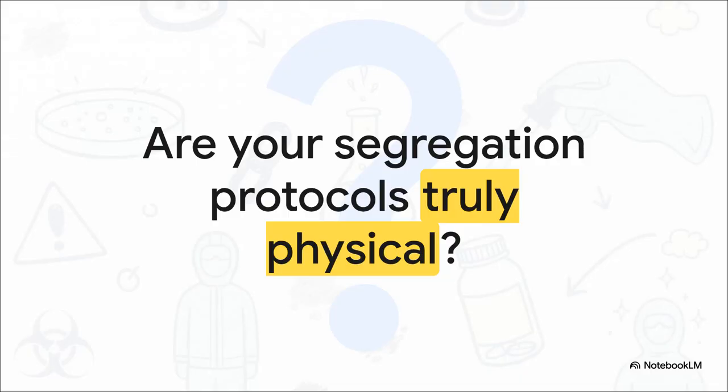I want to leave you with a provocative question. In another real-world failure, a manufacturer had technically segregated their gluten-free and gluten-containing products, but trace gluten kept cross-contaminating the batches. Why? Because they shared the exact same cleaning utensils. The segregation was only procedural, on paper, not physical in reality. So I ask you, look at your own facilities. Are your segregation protocols truly physical, or are they just procedural assumptions waiting to fail? Evaluate your pathways, assess your risks, and build a defense that truly protects the patient.